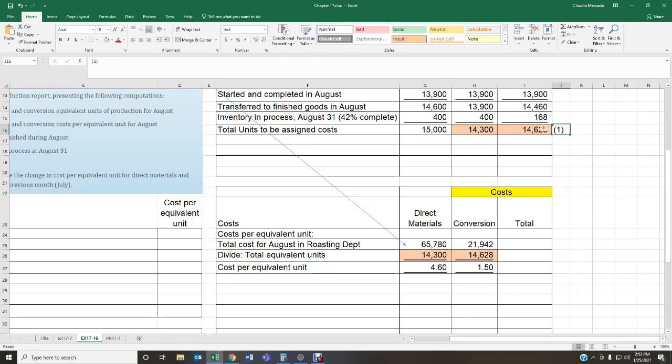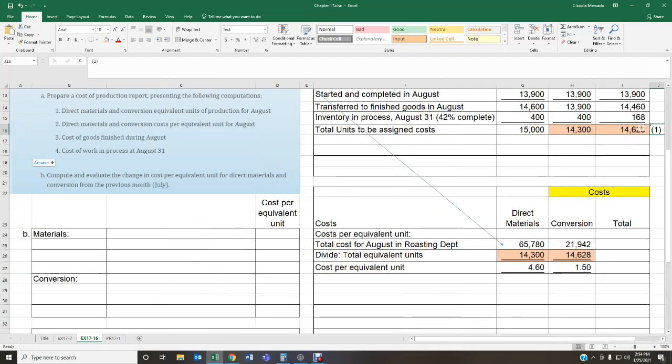Okay, so that would be requirement number 1, those numbers. And then requirement number 2 will be your cost per equivalent unit. Okay, and then that has to be text. Okay, so that is number 2. Direct materials and conversion cost per equivalent unit. Cost per equivalent unit is $4.60 and $1.50.